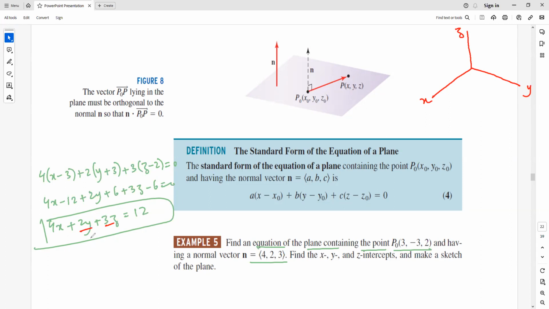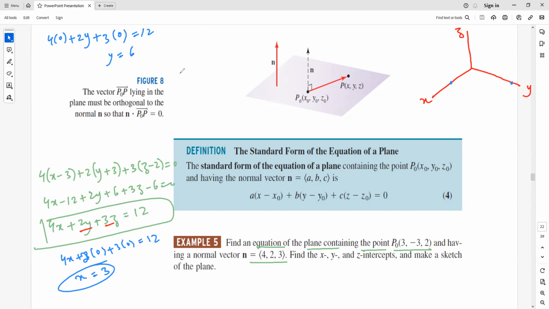So y and z are 0, therefore we will get 4x plus 2 times 0 plus 3 times 0 equals 12. So from here we get x equals 3. So this is the point, x equals 3 on the x-axis. And for the y-intercept, you know that x and z will be 0. So 4 times 0 plus 2y plus 3 times 0 equals 12. From here we get y equals 6. So let's say y equals 6 is this point.